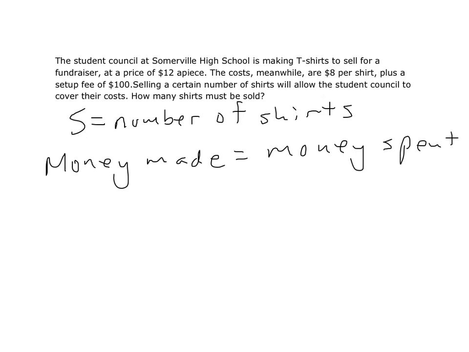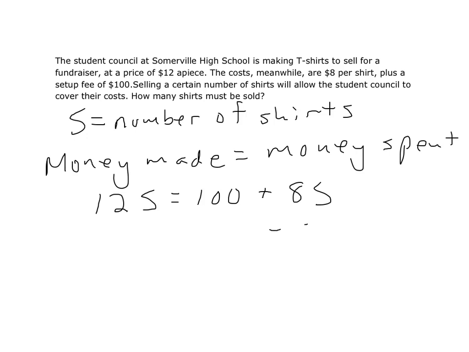So how am I making money here? I'm making $12 per shirt. So the money made is 12 times the number of shirts. And I want to know when that equals the money I spent. So I spent $100 to start, and then I spent $8 per shirt. So I want to know when those two things equal each other. So I'm just going to go ahead and solve this one equation.